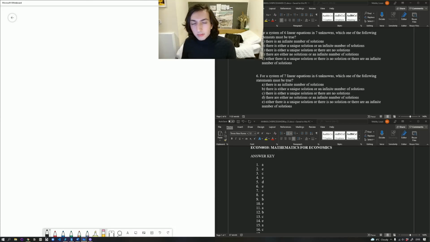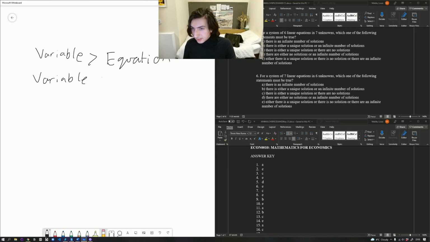So there's essentially 3 different ways it can go. We qualify this by variables and equations. So if your variable number, essentially the number of variables or unknowns, is larger than the number of equations, which is going to be our first one. If the variable number is smaller than your number of equations, and if it's equal.